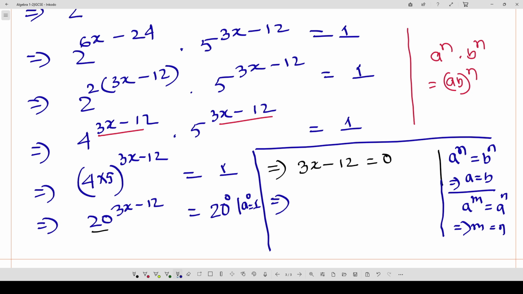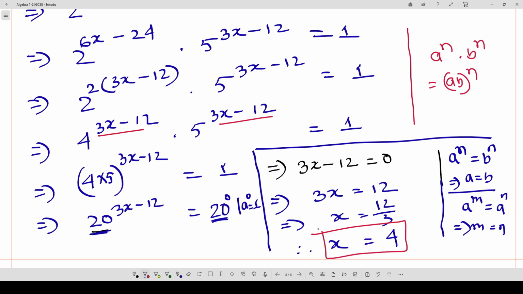Anyway, here is 3x minus 12, because the bases are the same, 20 and 20, so the powers will be equal, which is 3x minus 12 equals 0. So 3x equals 12. Now we can divide both sides by 3. So x equals 12 by 3. The answer is 4. So x equals 4. This is our required answer.